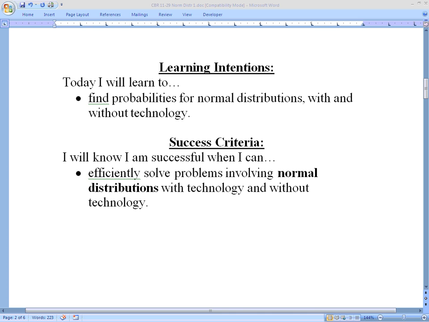Today we're going to be talking about normal distributions. Normal distributions are sort of a bell-shaped curve, and we'll look at some images of that. And we'll be finding probabilities for normal distributions with and without technology. We'll know we're successful when we can efficiently solve problems involving normal distributions with and without technology.